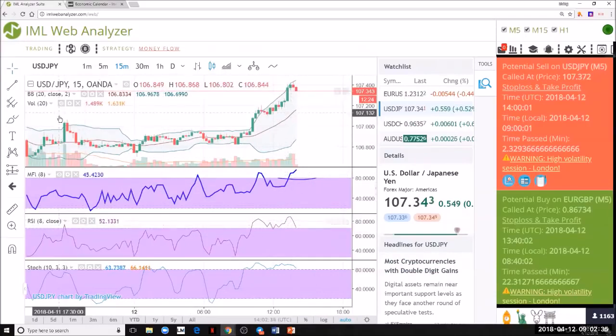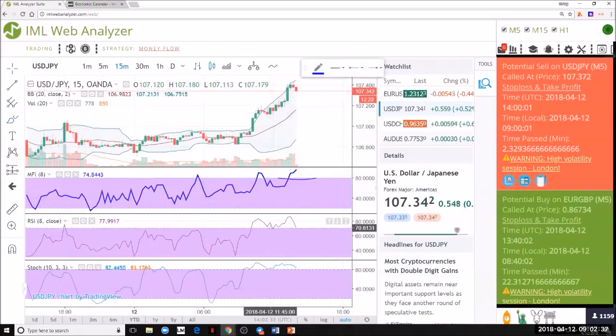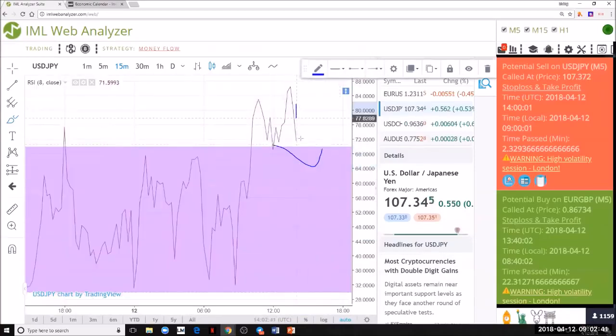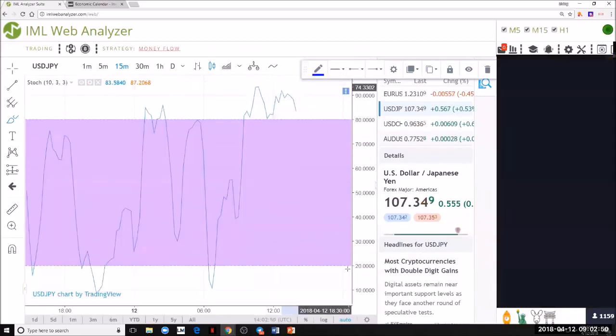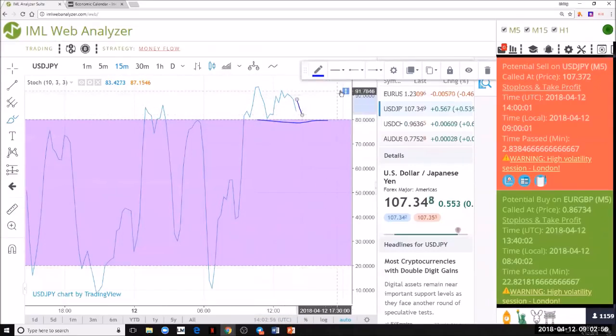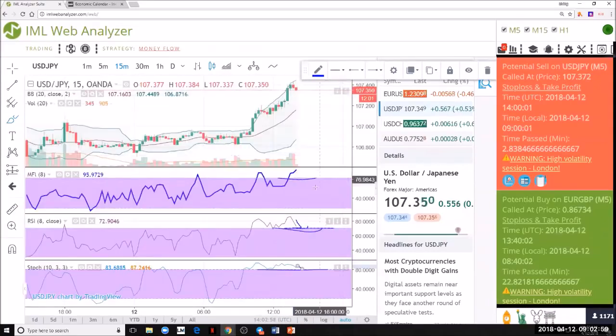Now RSI has gone above and RSI is looking down. So we're good there. Boy, I can't draw a straight line. And then let's look at stochastic. Stochastic has gone above and it's looking down. Very good. So all we're waiting on then is the money flow. So let's go ahead and see how many pips we can get.